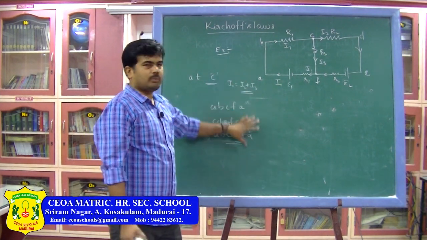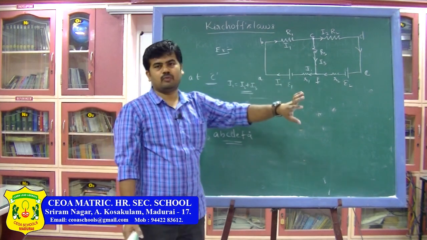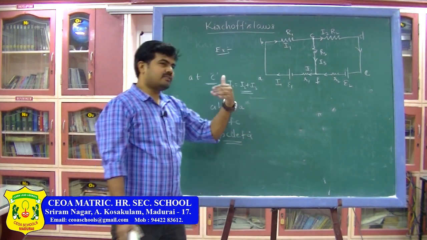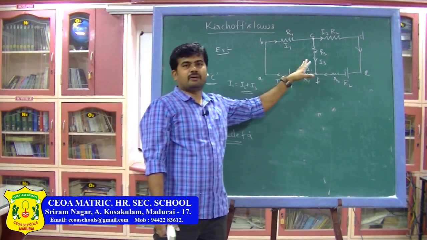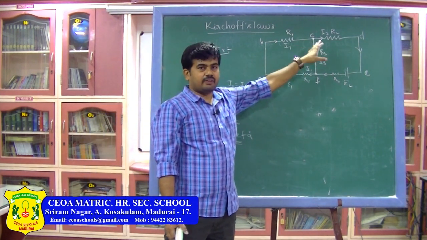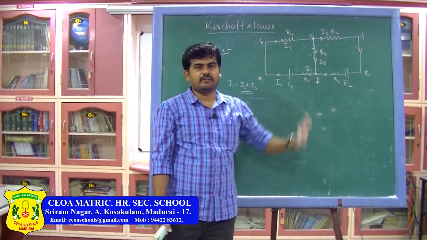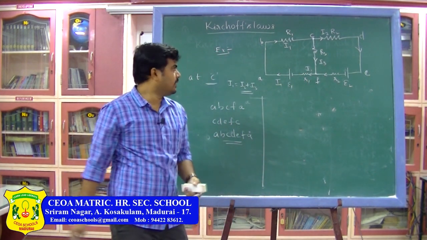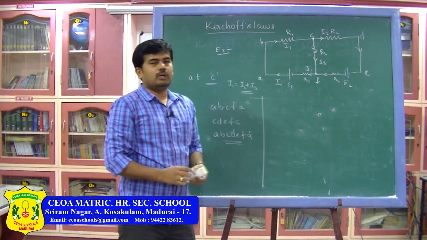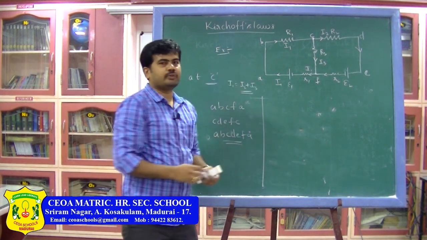So, you can take a number of equations by taking the loops and junctions in the circuit, and by solving them you can find unknown values of current, resistance, and EMF. That is the method of solving problems using Kirchhoff's laws. Now, let us see how to write loop equations for two loops in this circuit.